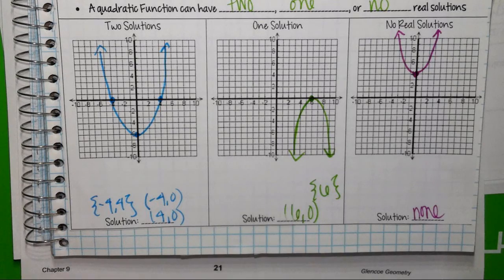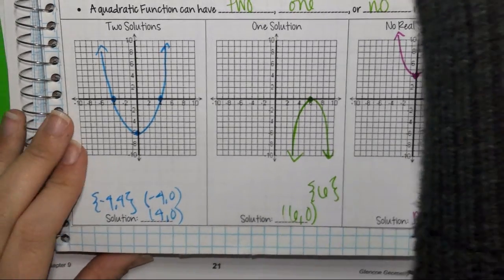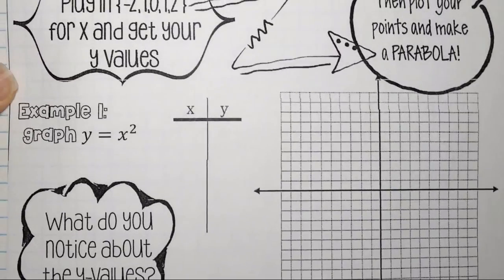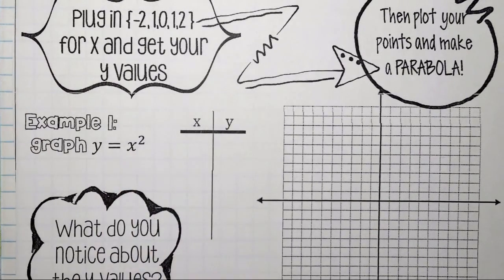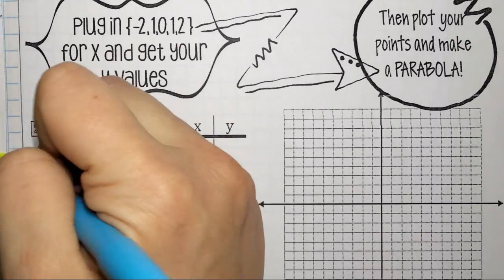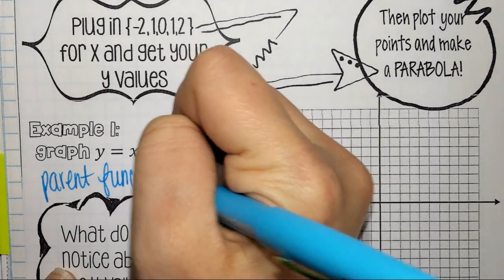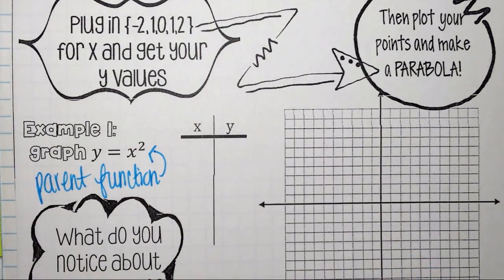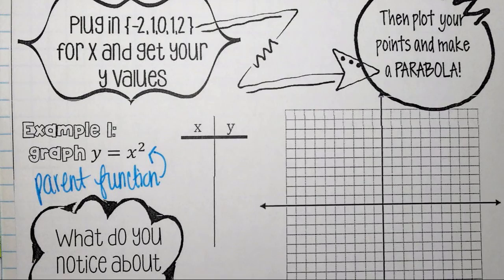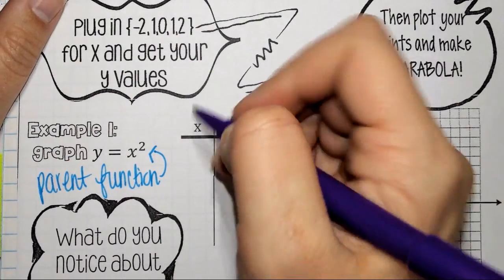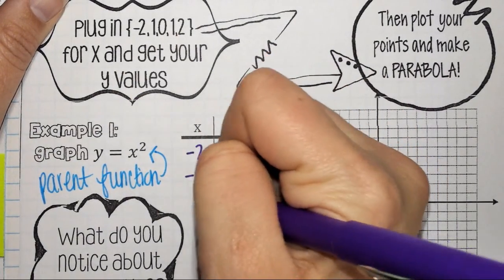Are we ready to graph? It's super easy. Alright, so when you're graphing, all you have to do is plug into your quadratic. And the one that we're going to start with is called our parent function. Y equals x squared is your parent function. It's the function from which all other functions flow. So let's write that this is the parent function. And normally we would plug in the same values over and over. So this is to plug in negative 2, negative 1, 0, 1, 2 for x and get your y values. So we're going to write those in our t-table.